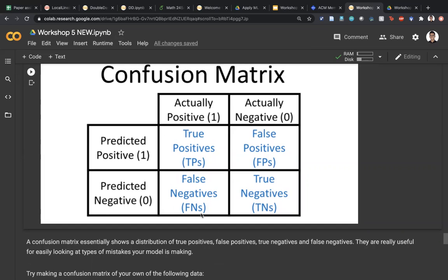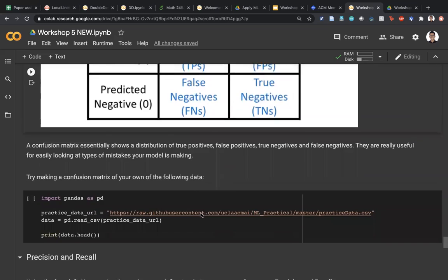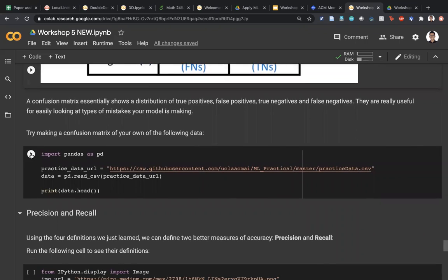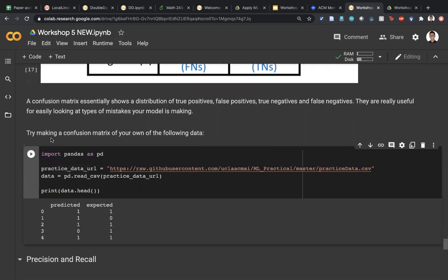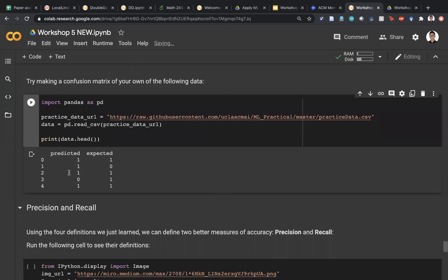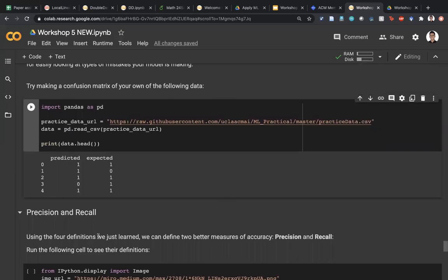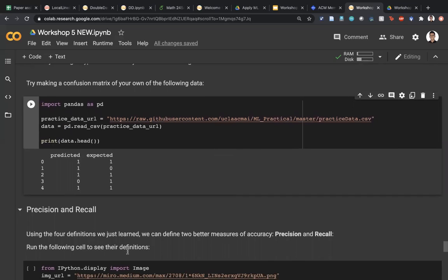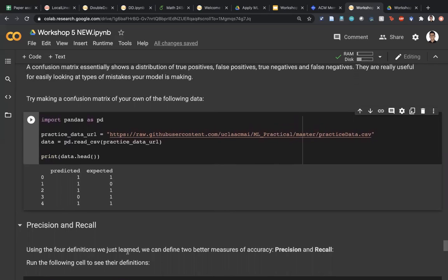So let's make our own confusion matrix, and Varun, if you could just scroll down. So here's our practice data. We have a predicted column and we have an expected column. We want everybody to take 2 minutes and try to make your own confusion matrix. You don't have to print it out in a super pretty format. Just try to get the values of the true positives, true negatives, false positives, and false negatives for this data set. So we'll give you about 2 minutes to do that, just to make sure this concept is rock solid in your minds.